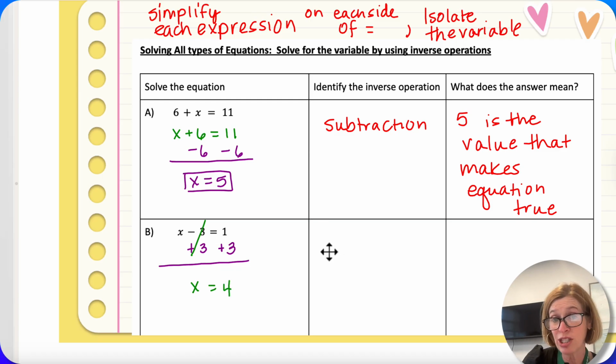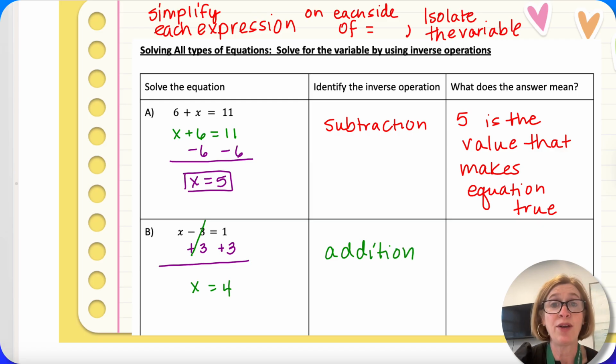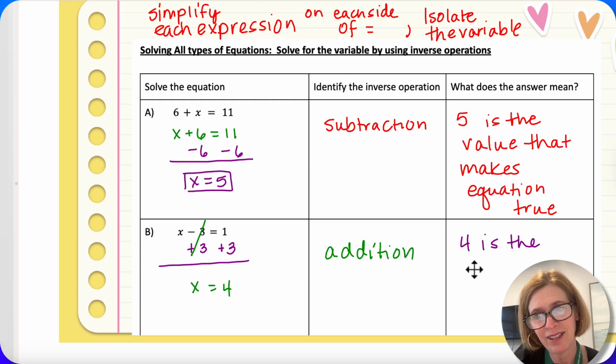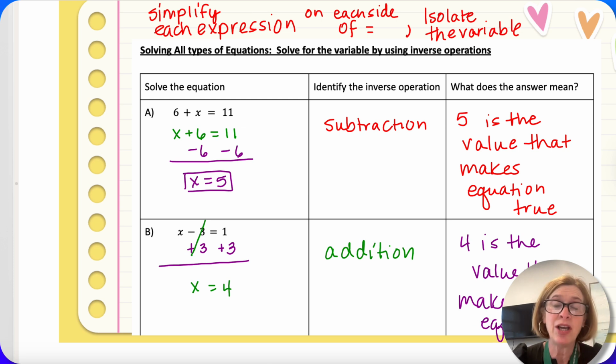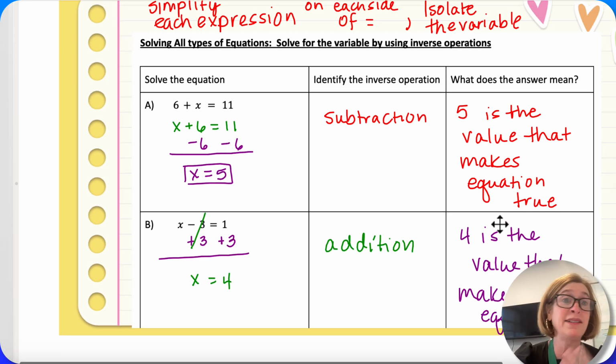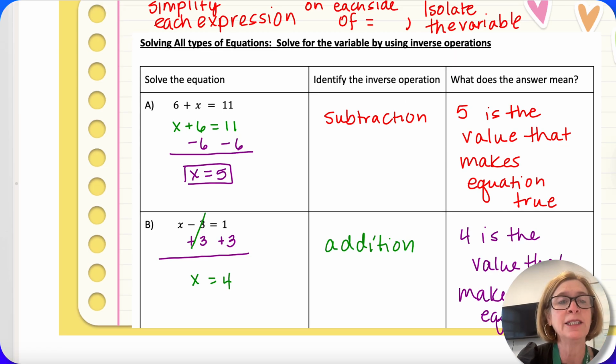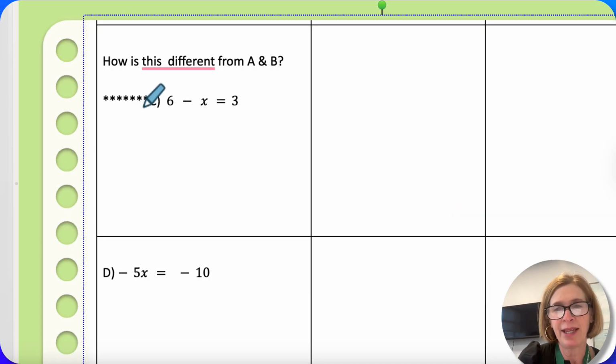So what was the inverse operation I used? It was addition. Okay, what does 4 mean? 4 is the value that makes the equation true. And that's important because if I can't solve it, I might try values. I might just try different answers and see if they work. All right, let's make it a little different.